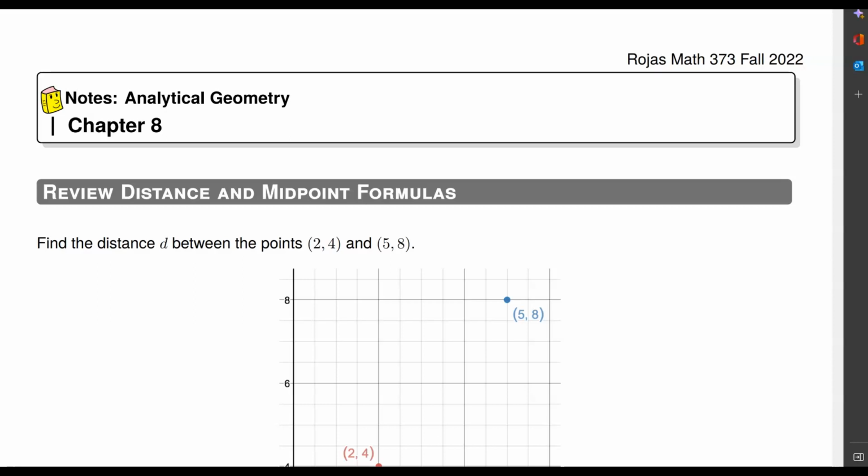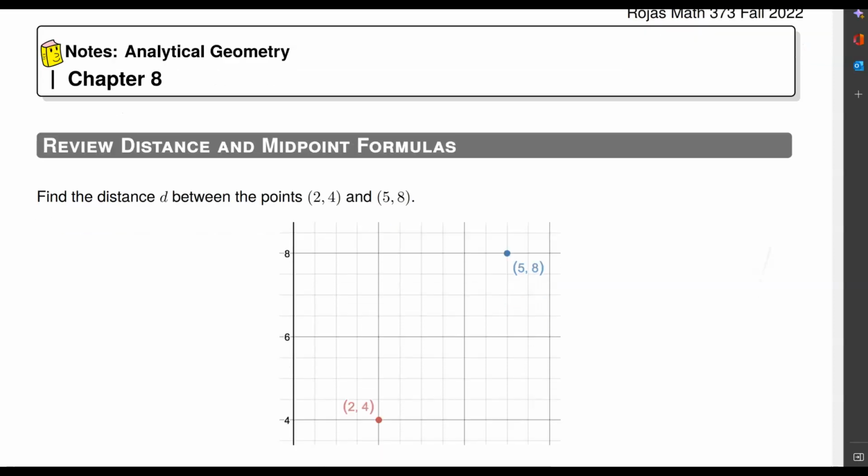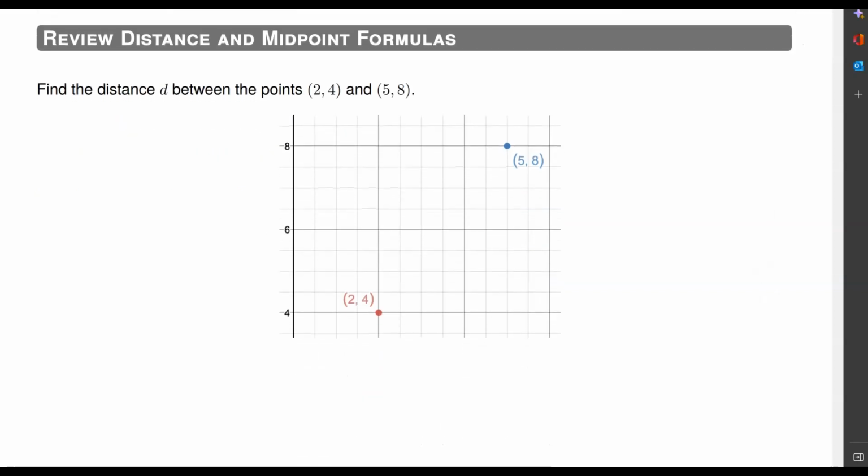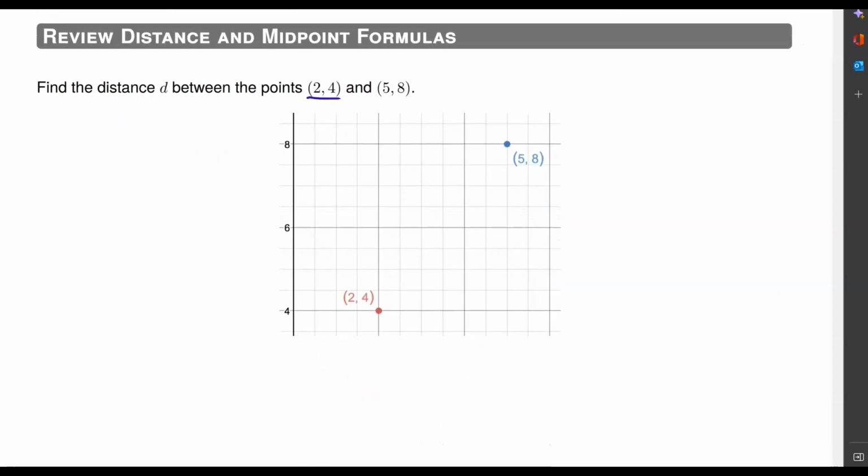Okay, class, so we have arrived at chapter 8, and here we're going to be looking at analytical geometry. And before we jump into that, I want to take a moment to review distance and midpoint formulas. So we want to find the distance d between the points (2, 4) and (5, 8).